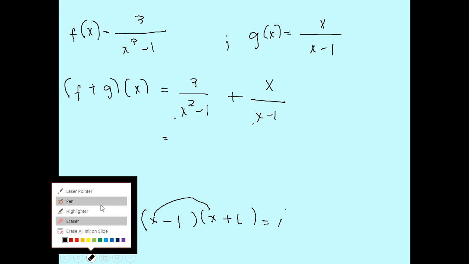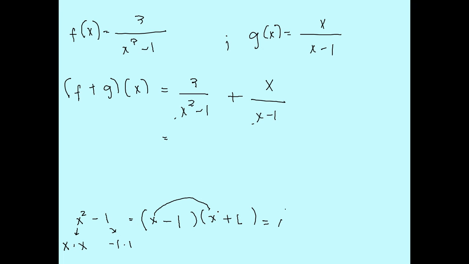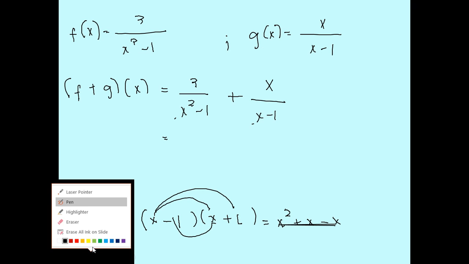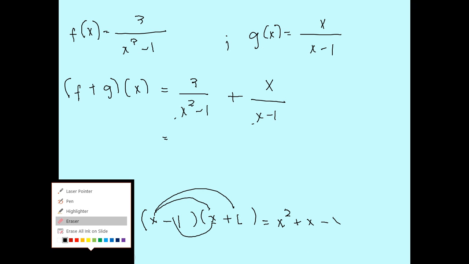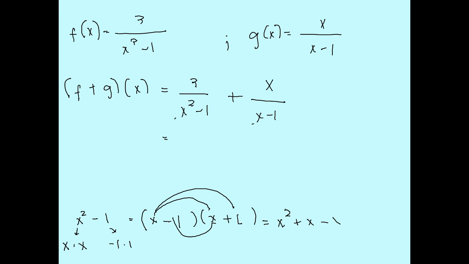So, para maging sure lang po tayo, i-check lang po natin kung tama po. So, we have x squared here. And then x times 1, that is positive x. Negative 1 times x, negative x. And then last po is negative 1 times 1, that is negative 1. So, yan po siya.